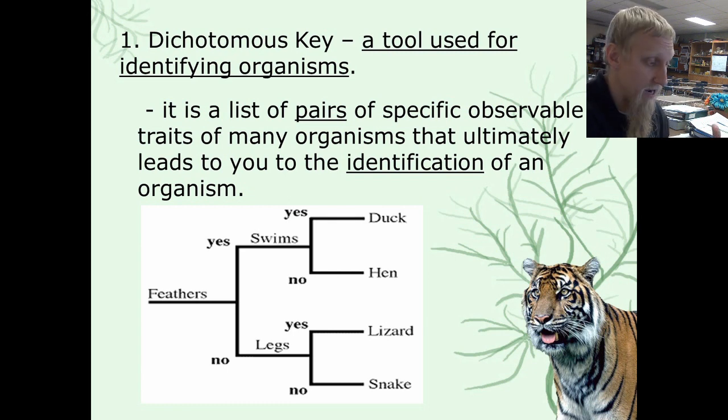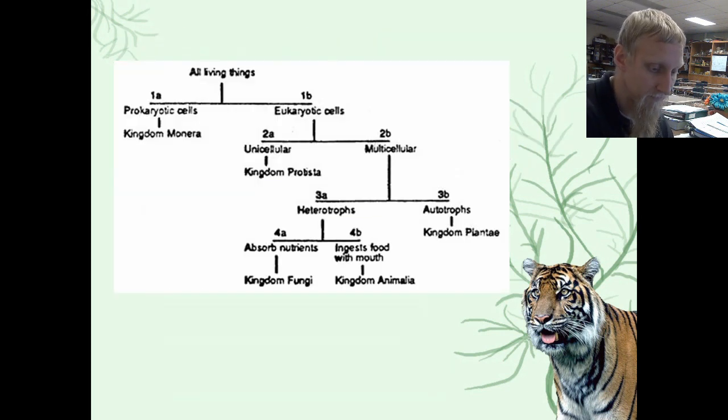Let's say I pick up another animal and I get feathers. Yes, it has feathers. And then I ask, can it swim? So I throw it in the water and it drowns. That means I have a hen. So the dichotomous key helps me identify what the organisms are.